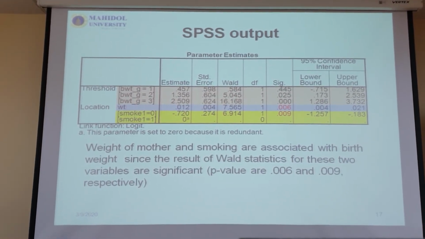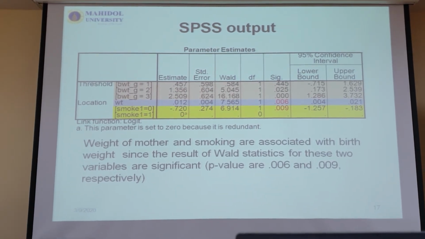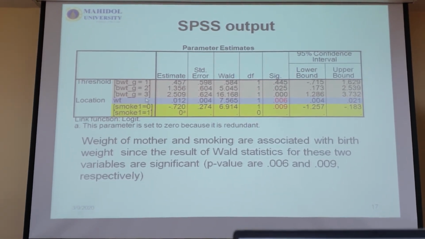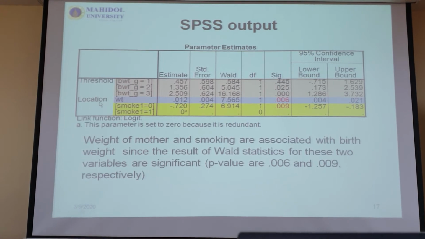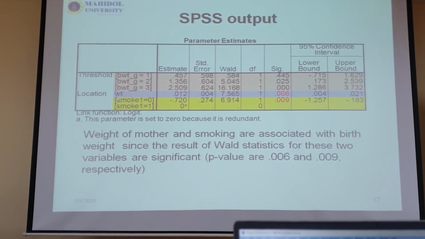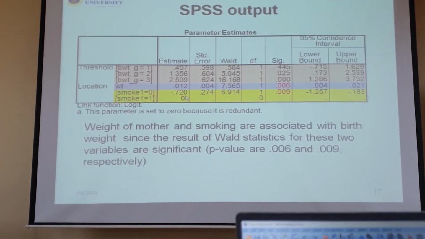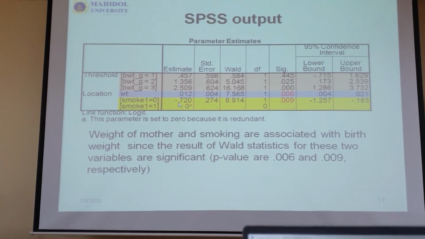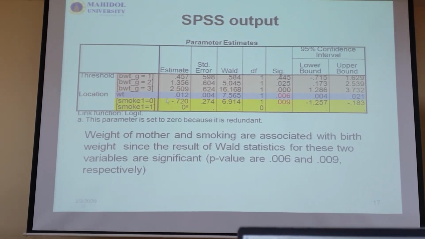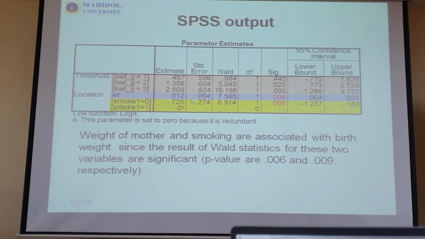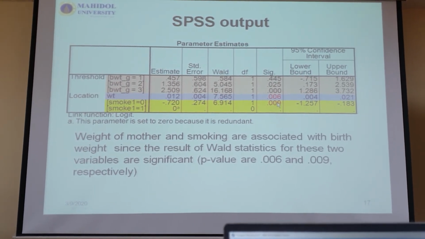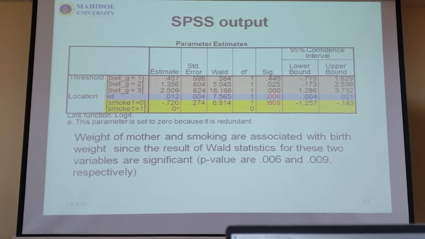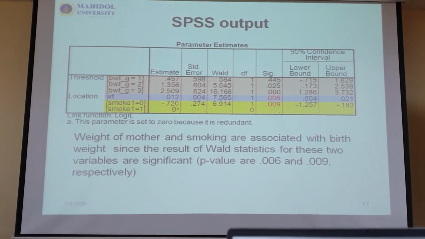For group 1, 2, the logit number 1, logit number 2, logit number 3. And we have 2 variables, weight and smoke. See, smoke is right here. The coefficient is minus 0.72, and weight is 0.012. Let's see the significance for this ordinal logistic regression.